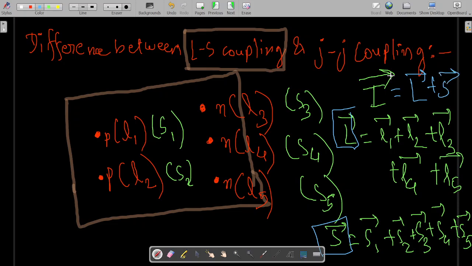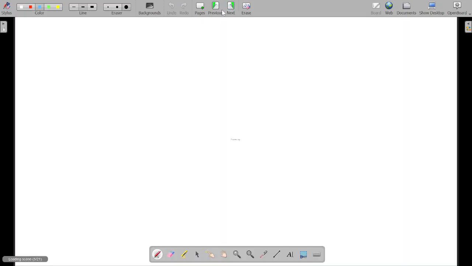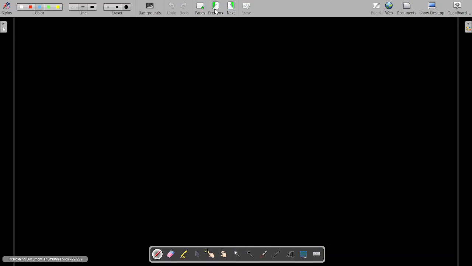That is, you first added all the L's, then you added all the S's, and after that you took the sum of L and S. Now, what is JJ coupling? Now I am telling you the JJ coupling meaning.